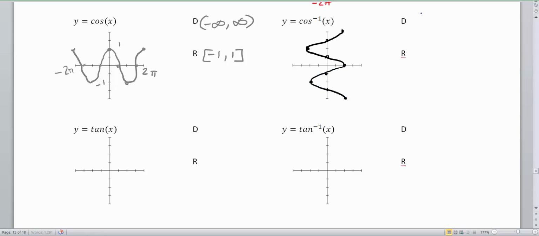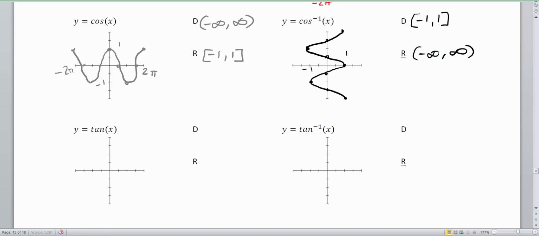So the range is now going to be from negative 1 to 1. Or sorry, the domain is going to be negative 1 to 1 inclusively. So we're including the 1 and negative 1 because we can actually touch those numbers as we do our cosine inverse. And our range is going to be all real numbers, or in interval notation like this.